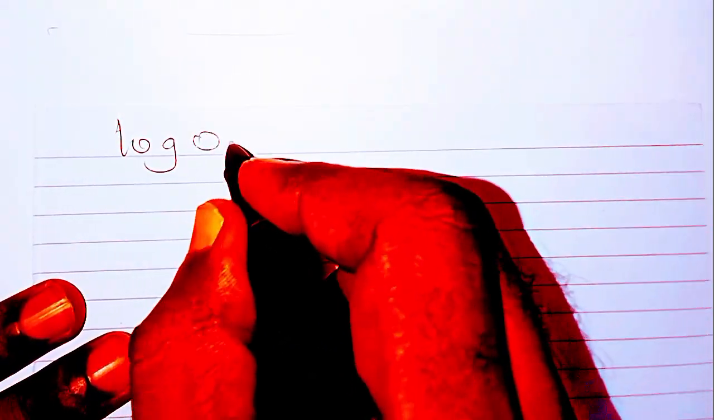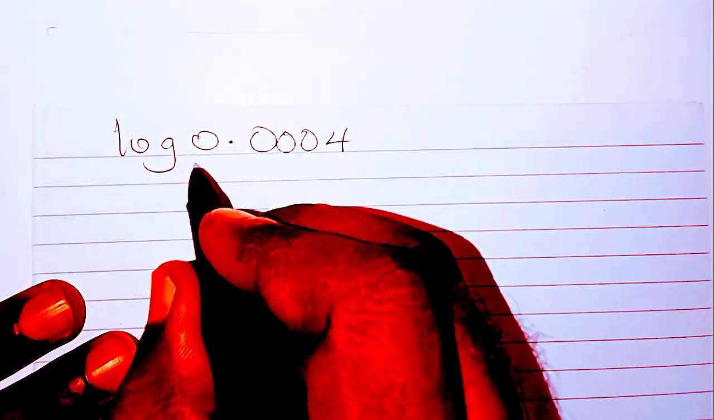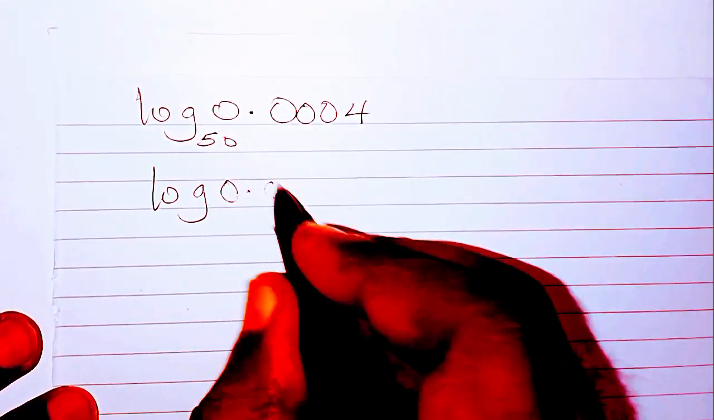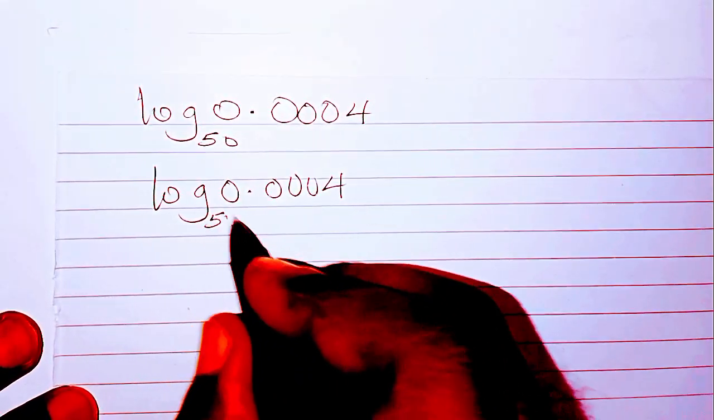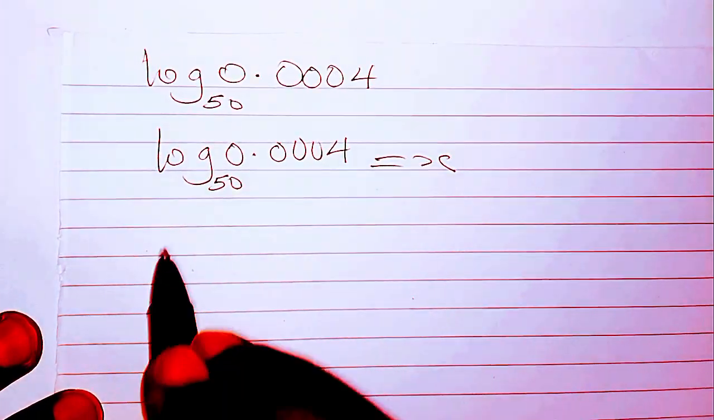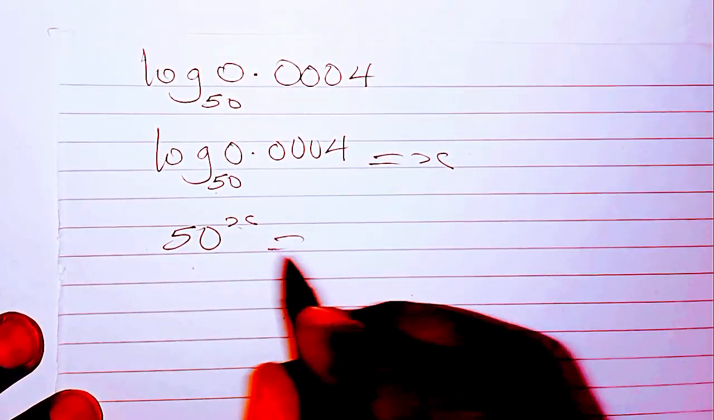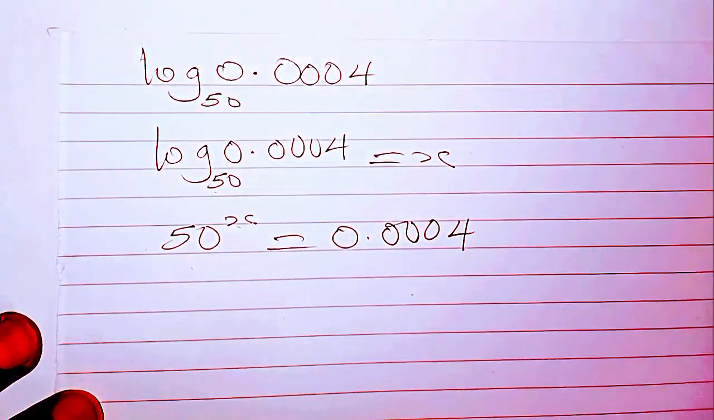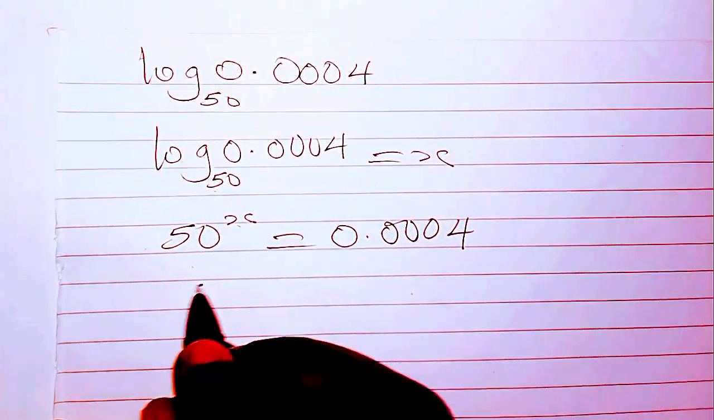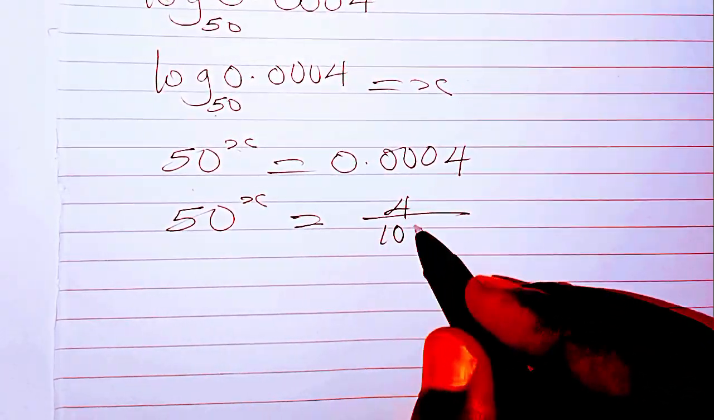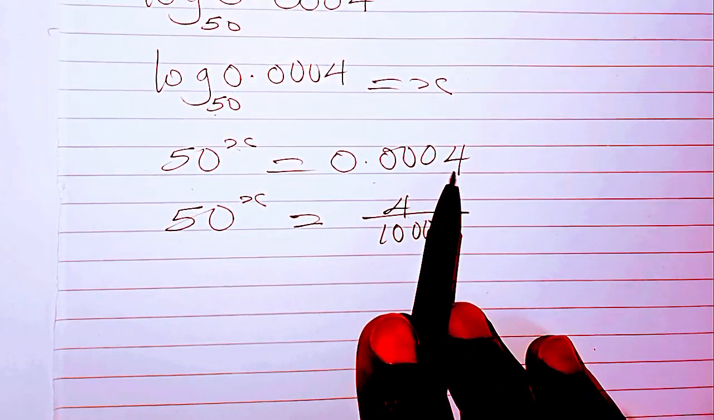Here we have log 0.0004 base 50. Okay, so the same concept will be applied here. Then we can just say let log 0.0004 base 50 be x. So in this case, changing it to index form, 50 raised to the power of x equal to 0.0004. And then we can change this to a fraction. This is 50 raised to the power of x equal to 4 over 10,000, in as much as we have 4 digits after the decimal point.